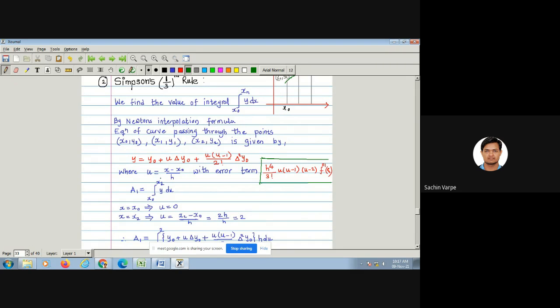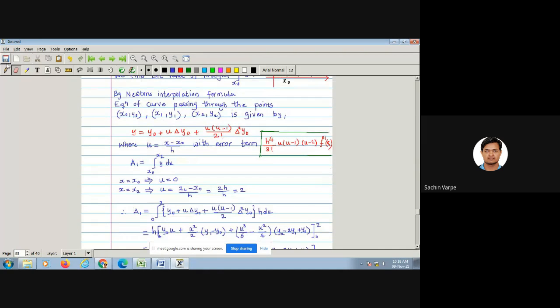So when we substitute u equal to x minus x naught by h with the error term, this will be my area A1, then next will be A2, A3 and so on. जितना आप partition करोगे interval को उतने आपको areas मिलेंगे. So at last when we add all those areas we will get the required area, which is nothing but the integration from x naught to xn. So that is what I did here. A1 is the integration from x naught to x2 of y dx, right?